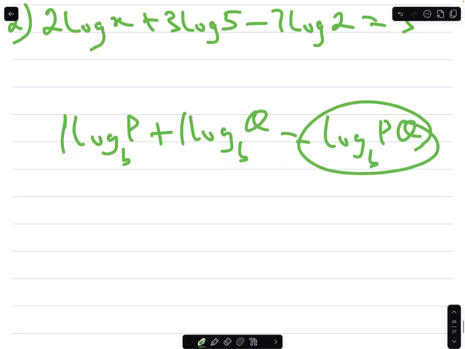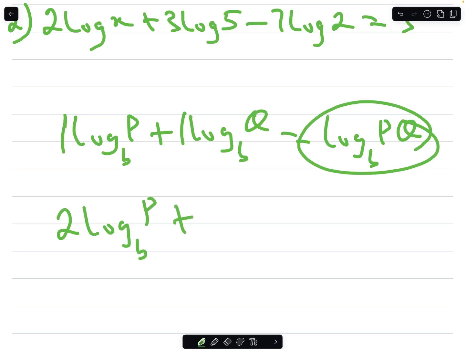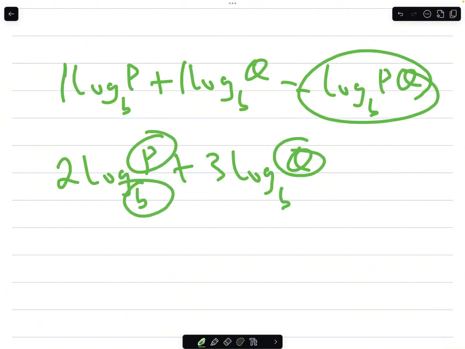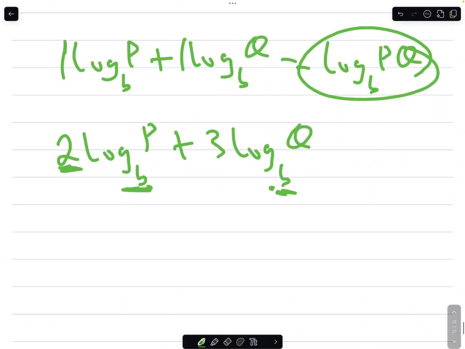If it is not 1, if I write it this way, for example, 2 log p base b plus maybe 3 log q base b. Before you say it is equal to log this one times this one to the same base, you must move this here. Exactly. And you must make sure that they have the same base, before you combine them.